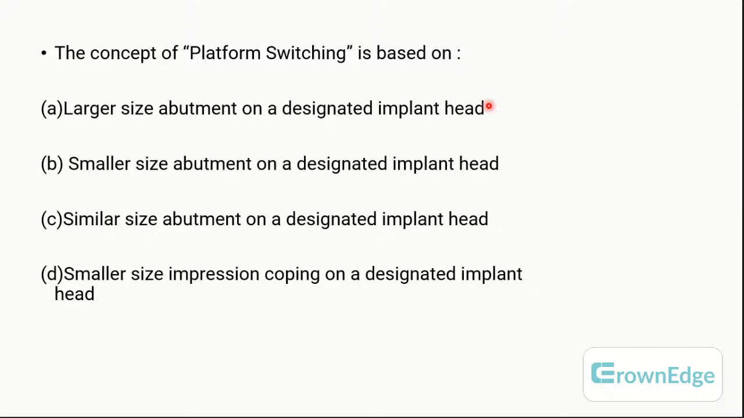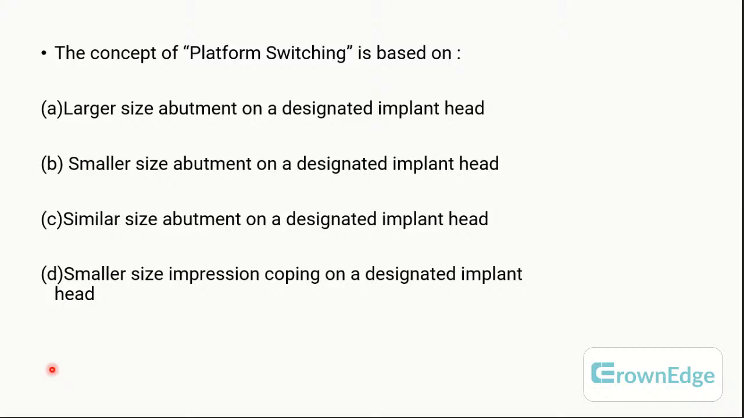If you had to say, what is this based on? What do you think it is? Is it a larger size abutment on a designated implant head, a small abutment on an implant, a similar abutment on an implant head, or a smaller size impression coping on an implant head? If you had to guess, okay, I don't expect you to know this. This is a slightly advanced level question, but I'm pretty sure such questions are going to have one or two bouncers. So I just want to discuss this concept before I let you go.